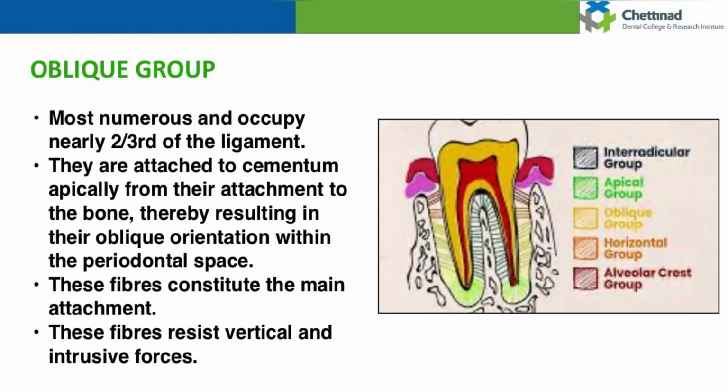Oblique group. Most numerous, they occupy nearly 2/3 of the ligament. They are attached to the cementum apically from their attachment to the bone, thereby resulting in their oblique orientation within the periodontal space. These fibers constitute the main attachment. These fibers resist vertical and intrusive forces.